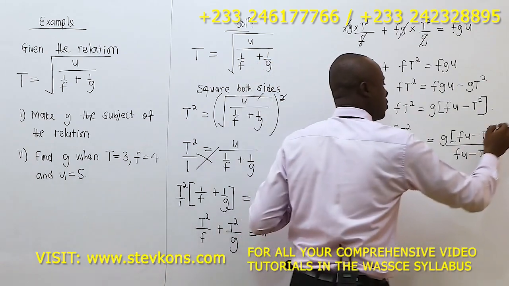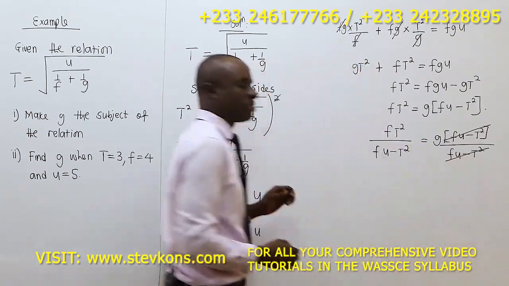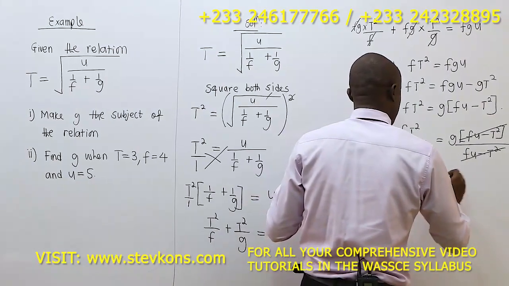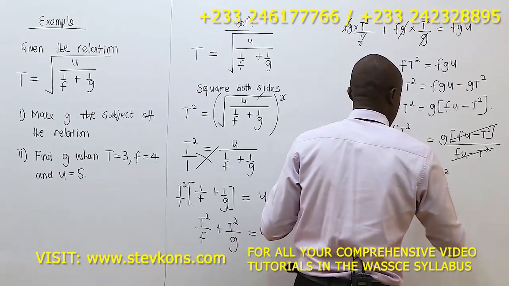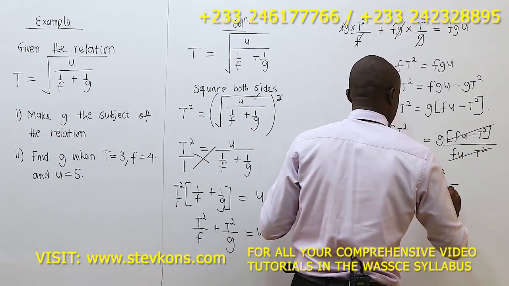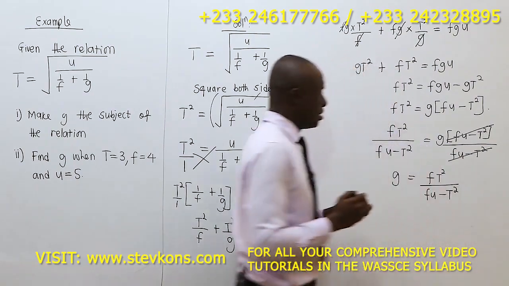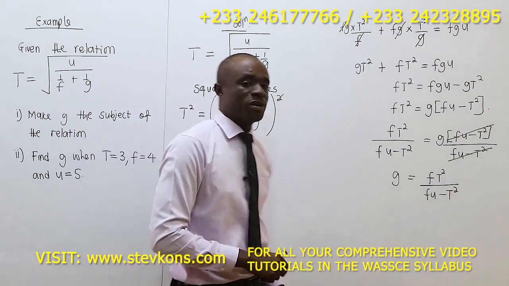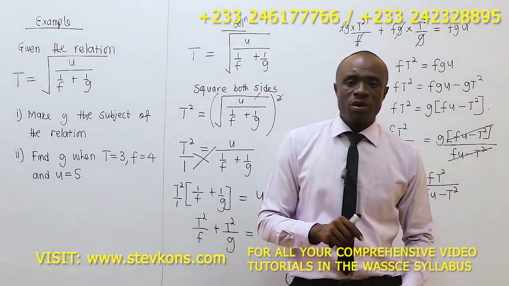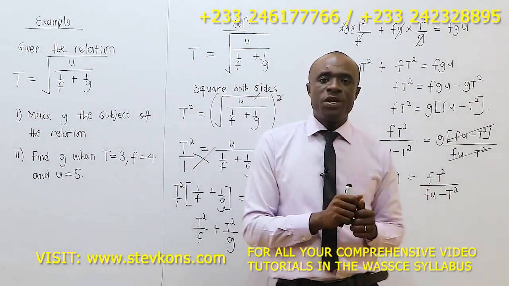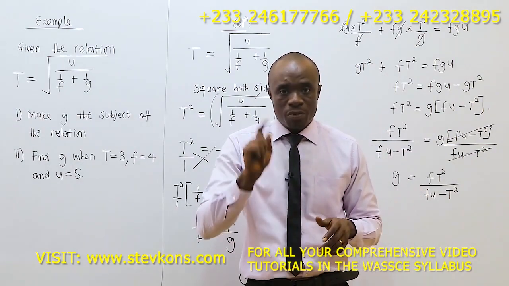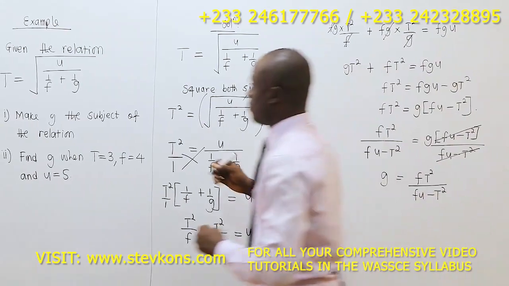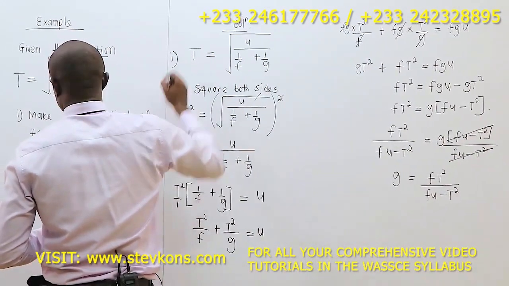So clearly, what can we see? This one is cancelling out. That's 1. So we have j equal to f t squared over f u minus t squared. So we have been able to make j the subject. That's the first one. I believe you are okay. If you don't understand, play back the video for better understanding. You can pause the video. Now, let's see. So that is the first one, making j the subject.